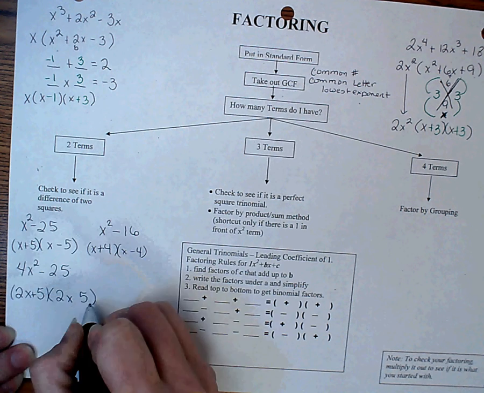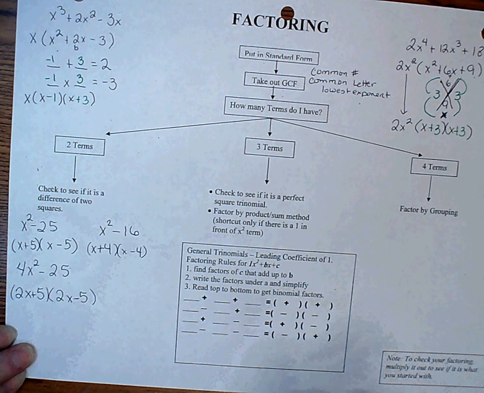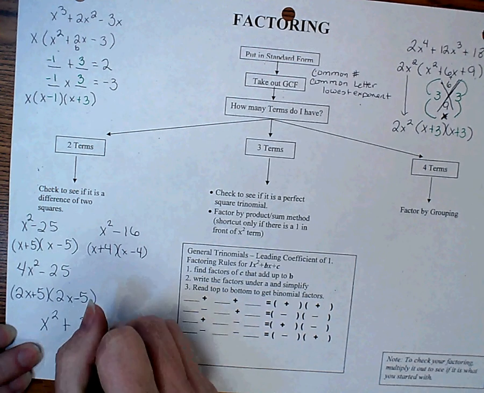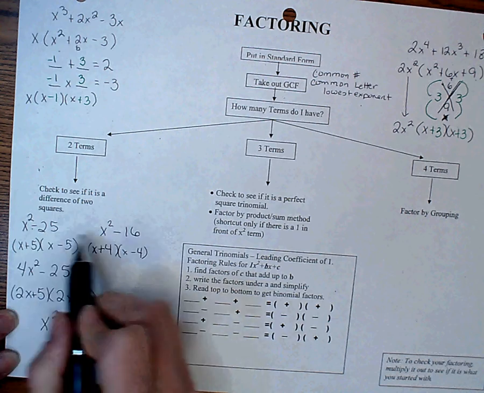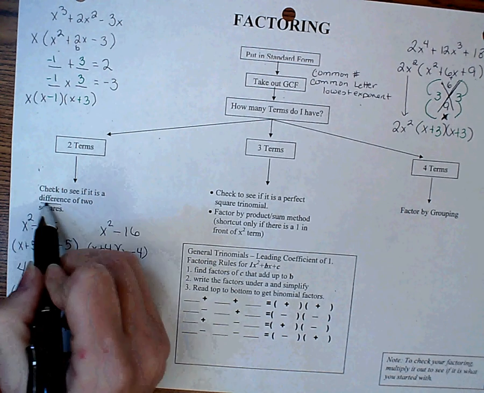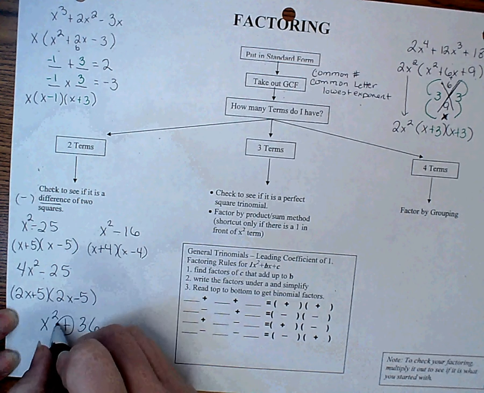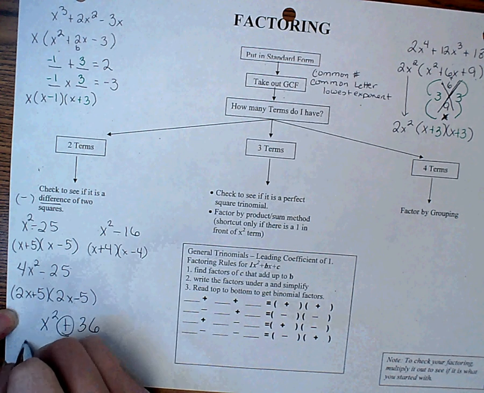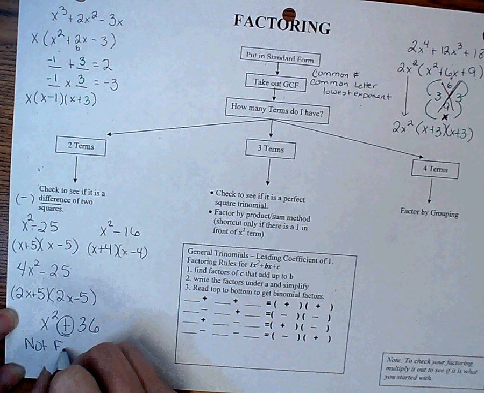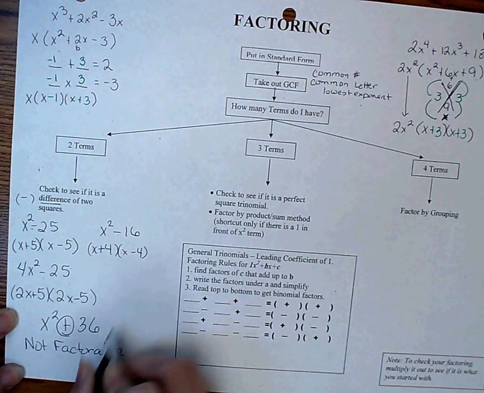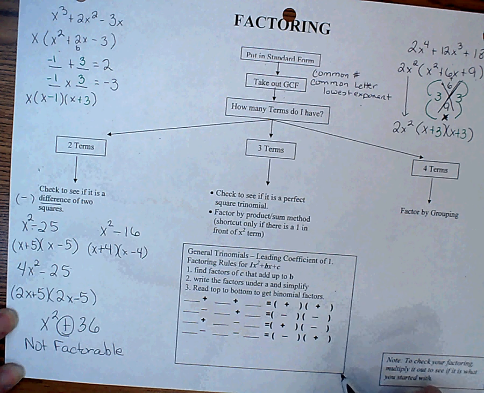One's positive, one's negative. The only thing you cannot do is if you have x squared plus 36. All of these have minus signs because it's the word difference. That means minus. But since I have this positive in the middle, it's not factorable. So remember that when you're looking for difference of two squares.